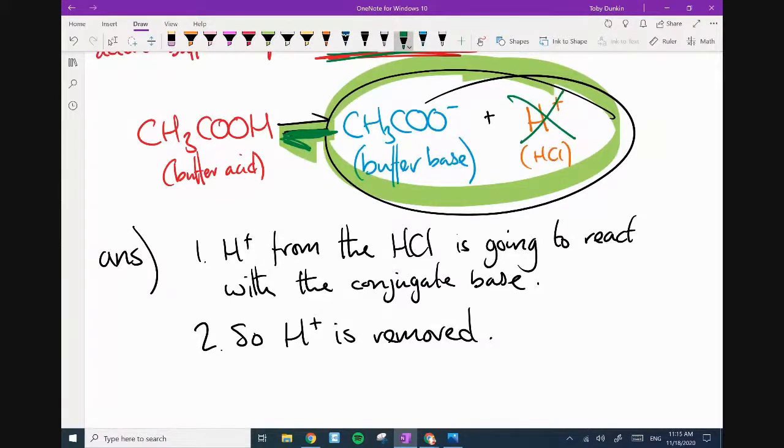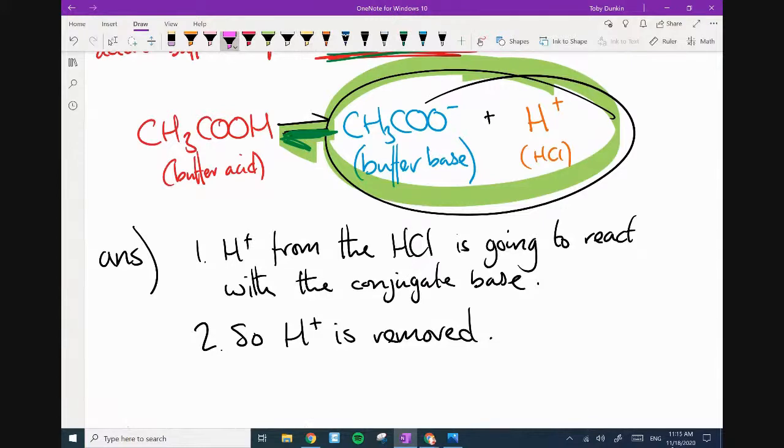It disappears. And we know that that is where pH is founded. H plus is how we measure pH. And we are now going to push the equilibrium from right to left. And we're going to be creating more of the buffer acid. And the H plus is therefore being removed. I'm going to try and color code this as best I can.